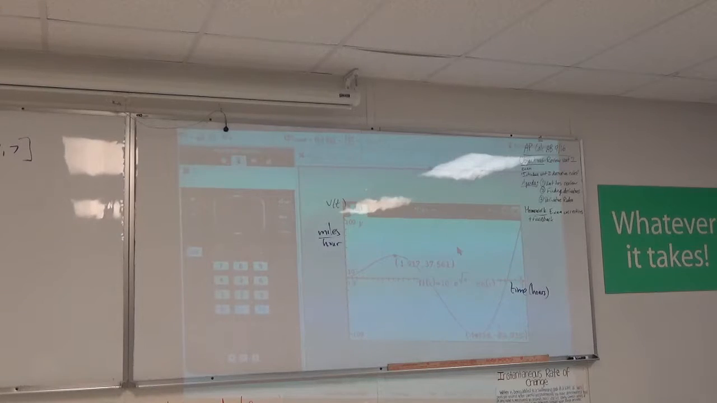All right, Eileen, what do you have for me for V of 2? 37.402. Is everybody okay with 37.402? And Aaron, were you able to get dV dt at t equals 2? Okay, somebody help me out. What am I even asking for here? dV dt at t equals 2. This is the derivative. How are we going to get the derivative? Stephen, help Aaron get us to the derivative.